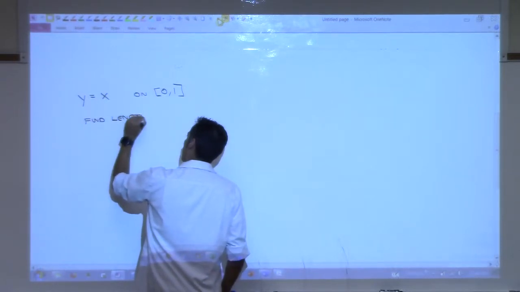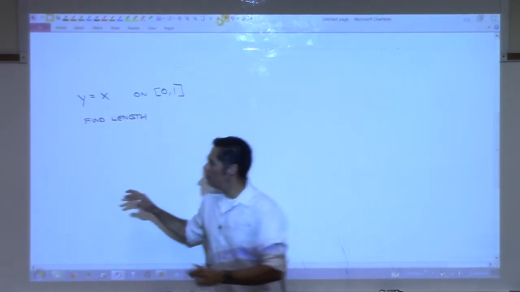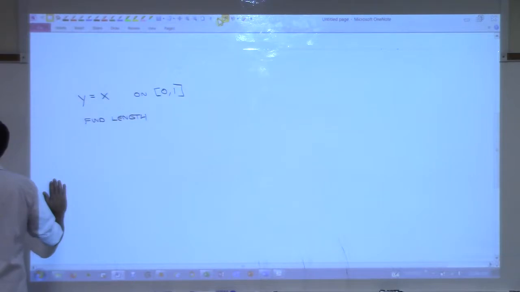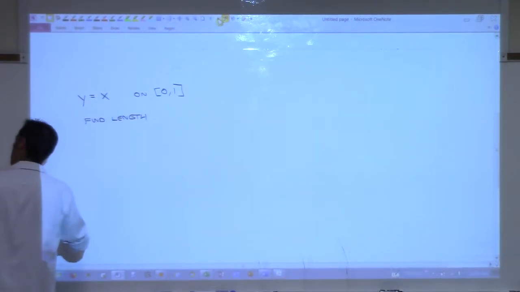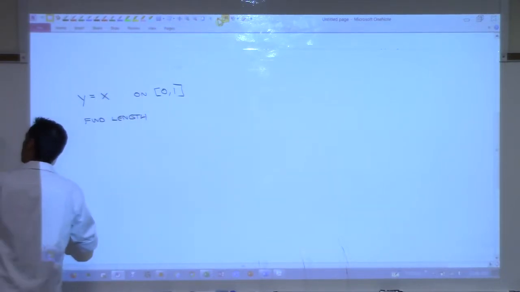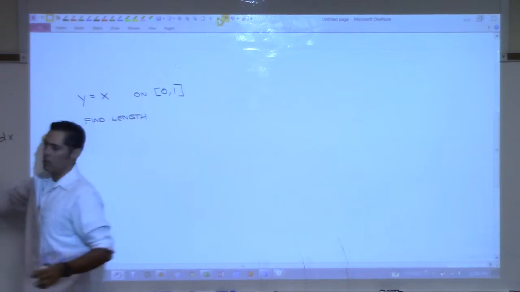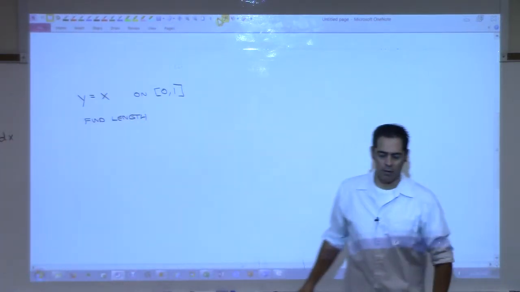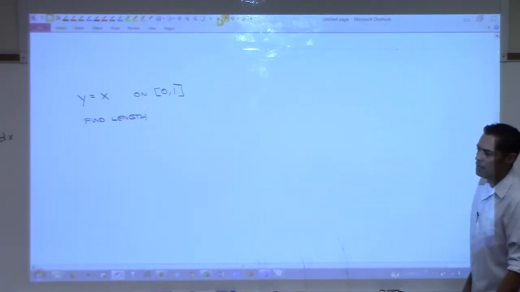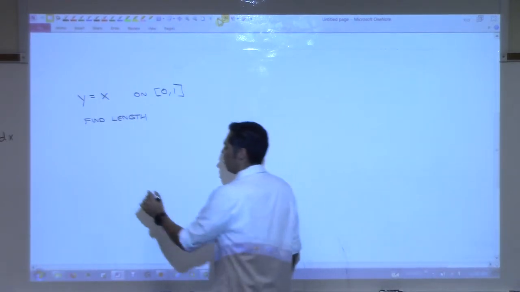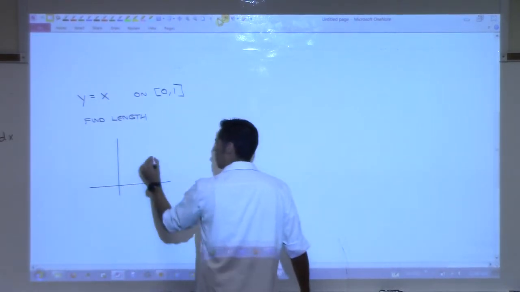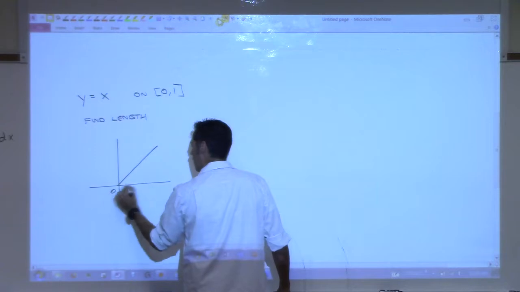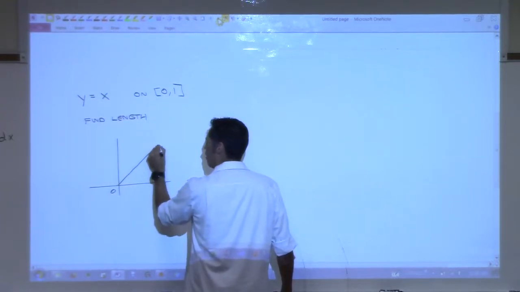Oh, by the way, that integral that I had up here, I'll put it on the side here. We usually say capital L equals the integral from a to b of the square root of 1 plus f prime of x squared dx. Okay, so capital L is the arc length. So let's find the length. Let's just draw it real quick. Y equals x, only on the interval 0 to 1. I want to know how long that is.